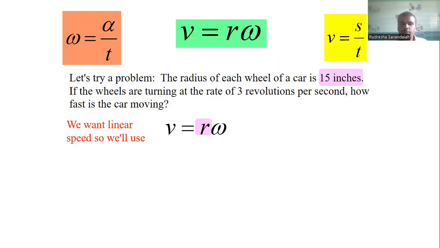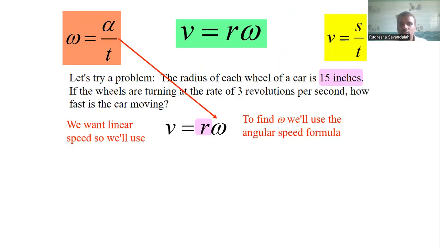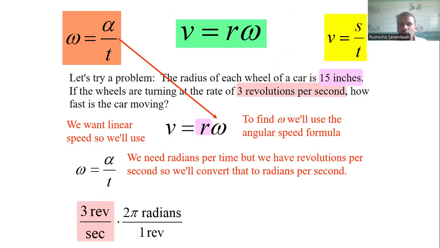If we want linear speed, we will use v is equal to r into omega. See here, the denominator has the t. T gets cancelled, the remaining values are there. Linear speed is equal to r into omega. See, 3 revolutions per second into 25 radian.